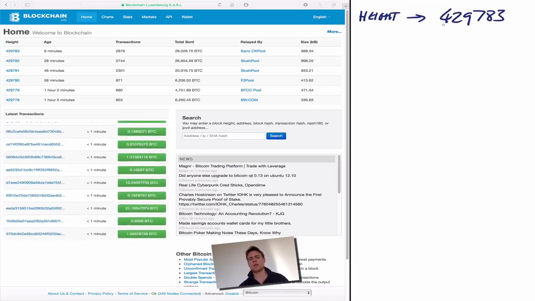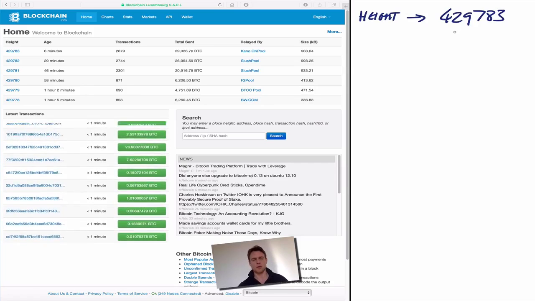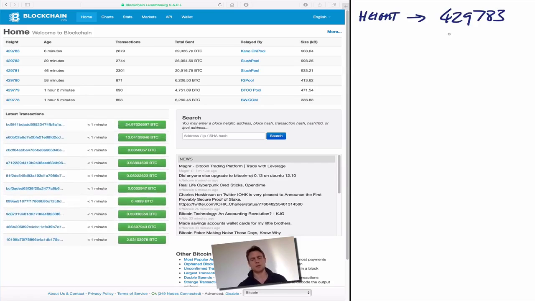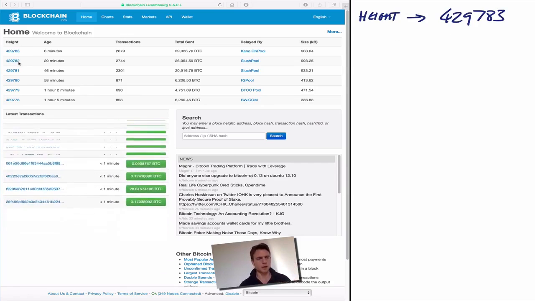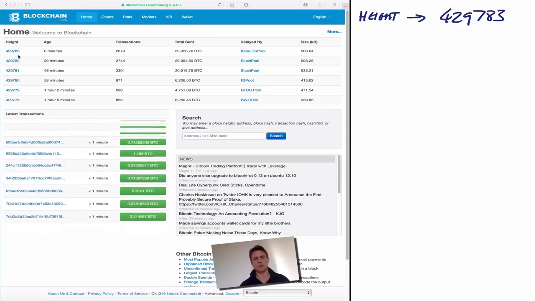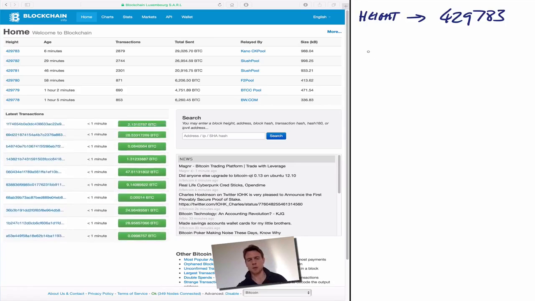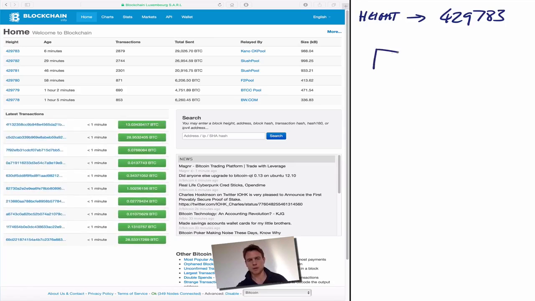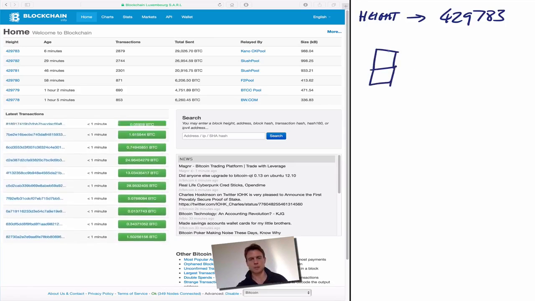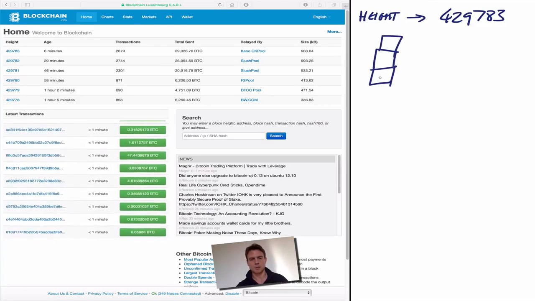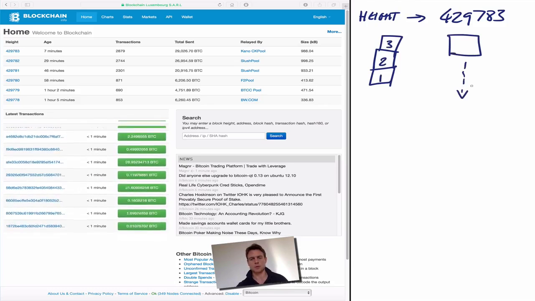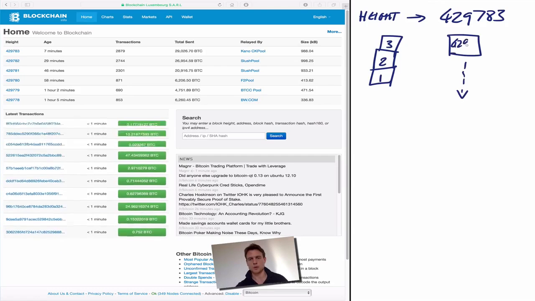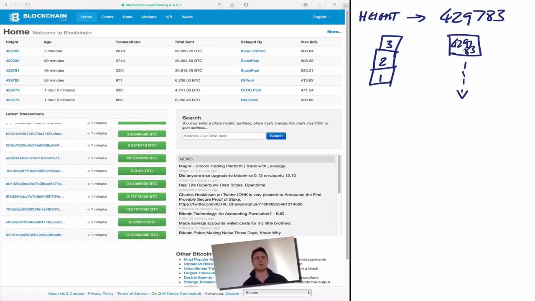Okay, so basically, this is the number of blocks so far in the Bitcoin blockchain, right? And this is the top of the stack. Then we count down incrementally, one by one. If you remember in our first video, we had the analogy of the guy in the back room of the bank stacking boxes on top of each other, and this was the first box, the second box, and the third box. That points down in time to block 429,783, right? So that's the block height.